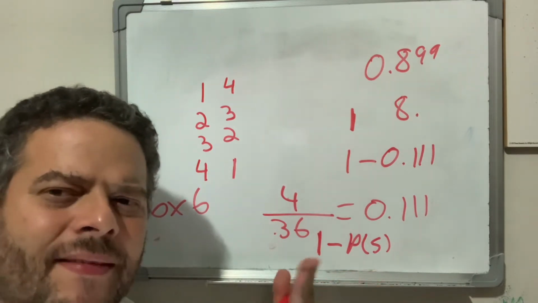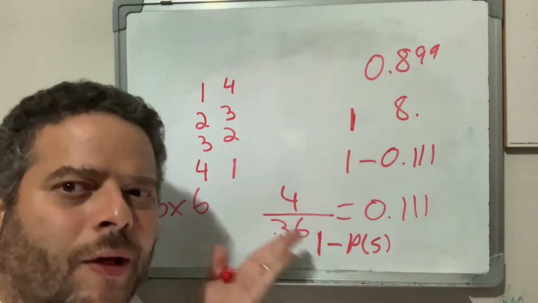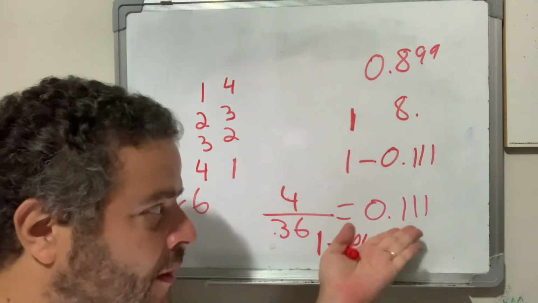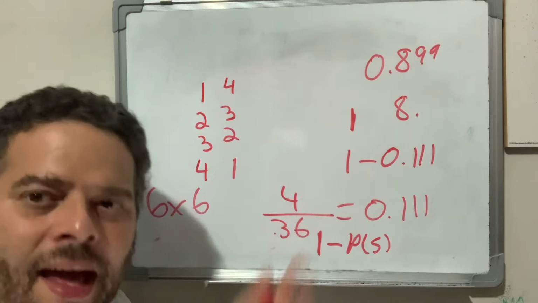And it's the same thing as saying not 5. What are the chances of not rolling a 5? It would be the remainder that adds up to 1.